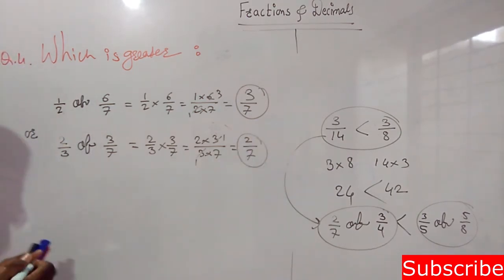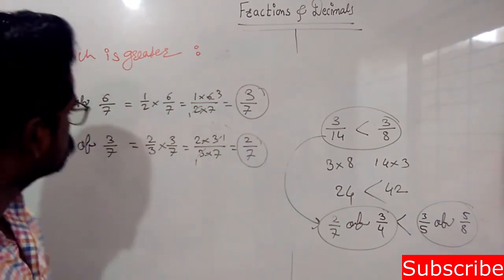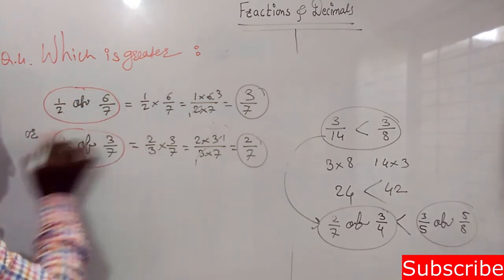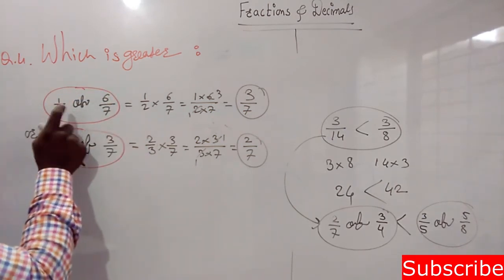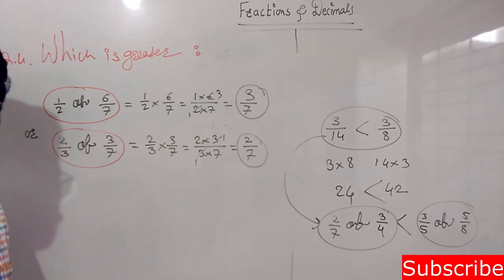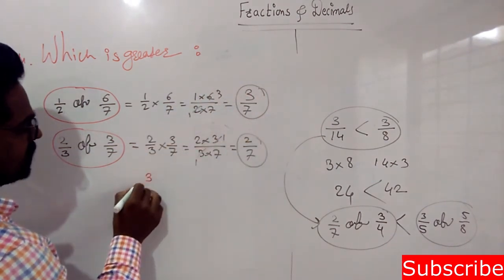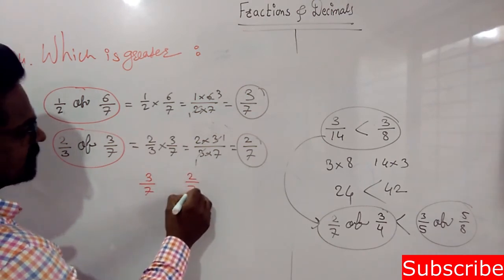Fine. Now we need to tell what? What was the question? We need to tell whether this one is greater or this one is greater. Which one is greater? We need to show that. So we compare these two fractions, 3 by 7 and 2 by 7.